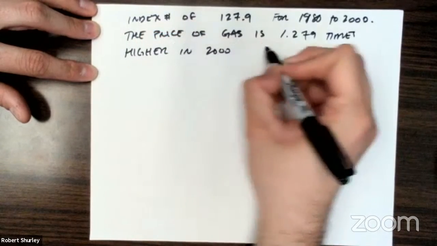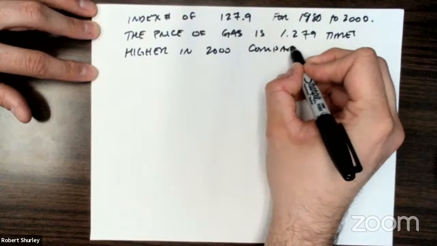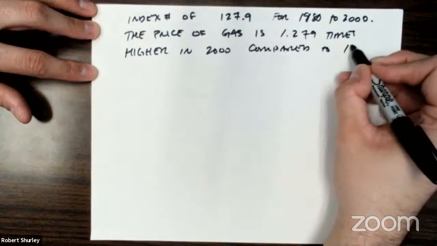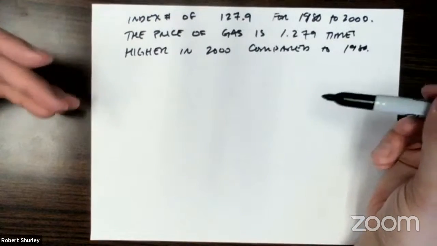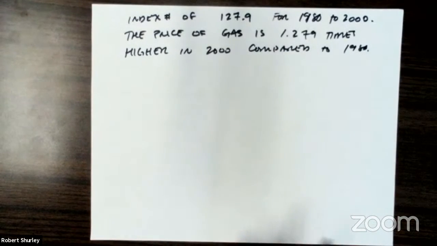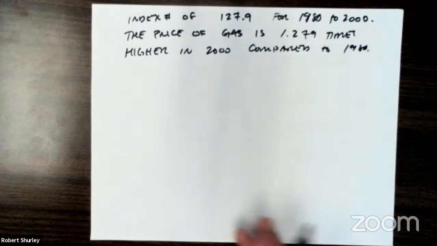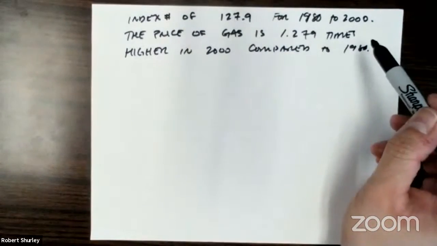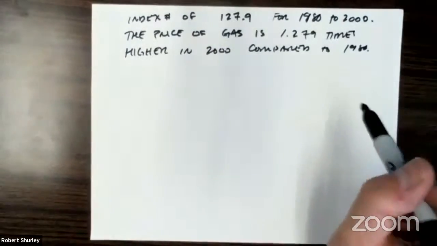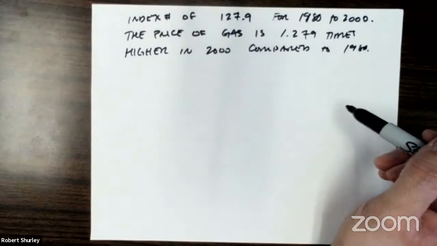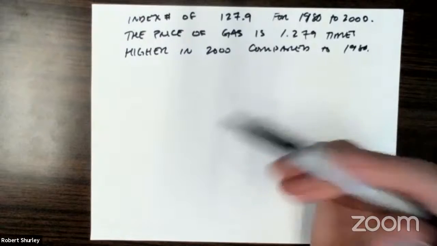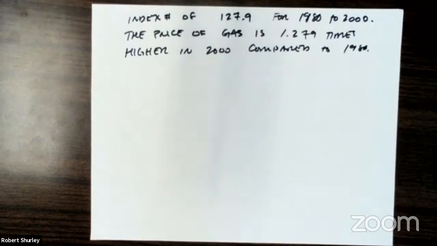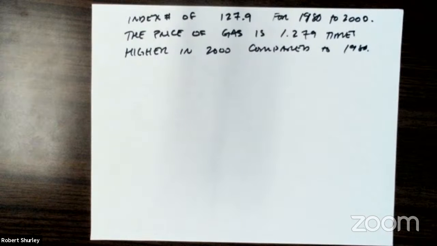In 2000 compared to 1980. Now, earlier I said it's 27.9% higher. That's still a true statement. This is just another way to word it. So it's 27.9% higher. It's 1.279 times higher. It's really the same thing, just written two different ways, okay?